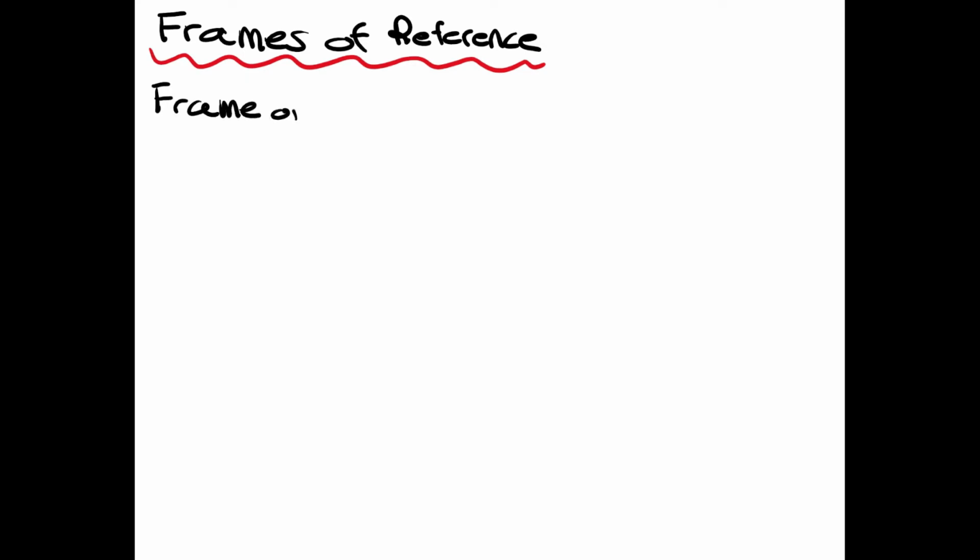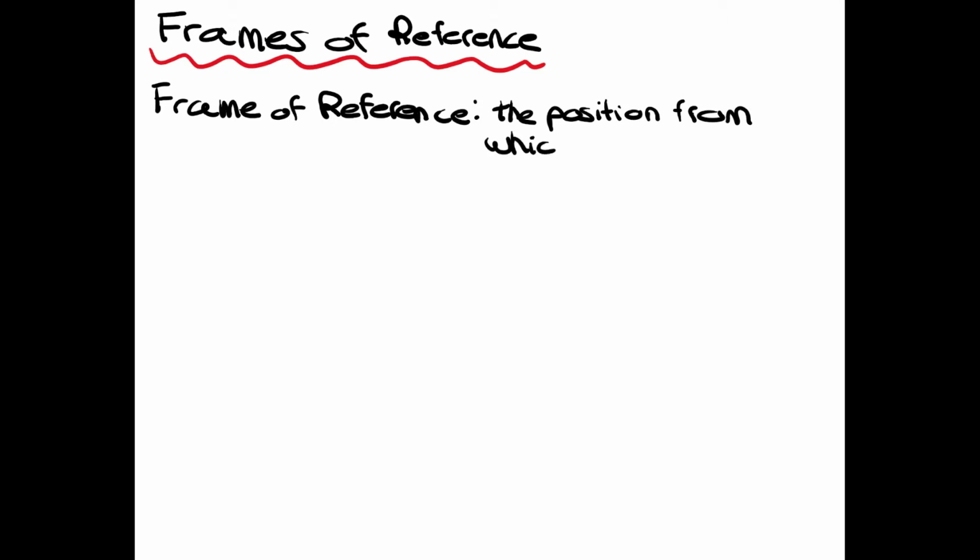So a frame of reference is the position from which motion is observed. Okay, and this is because all motion is relative.